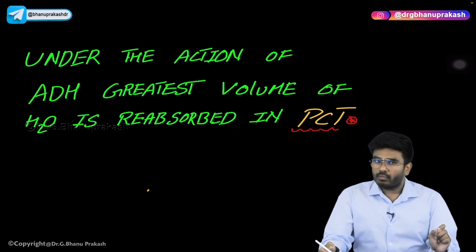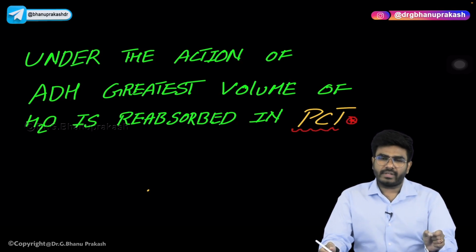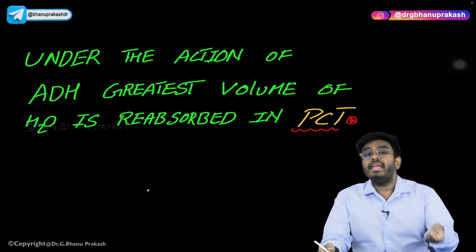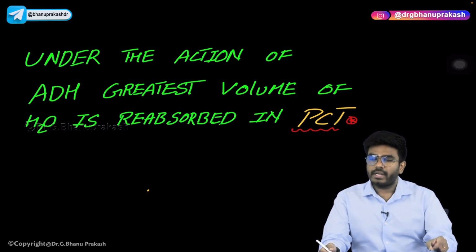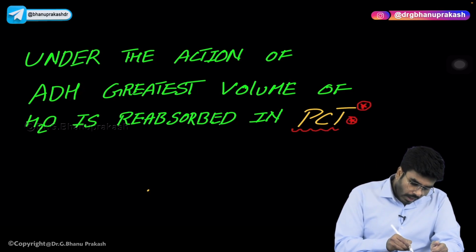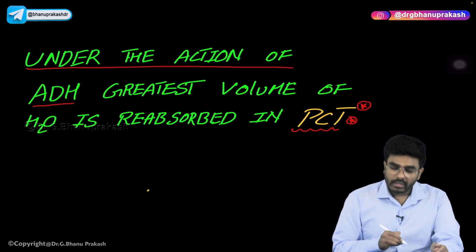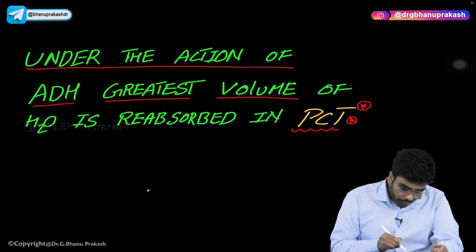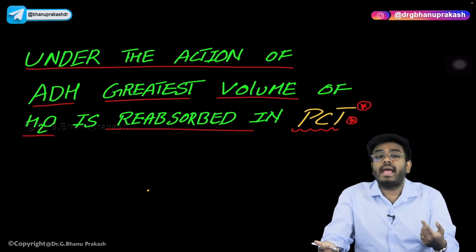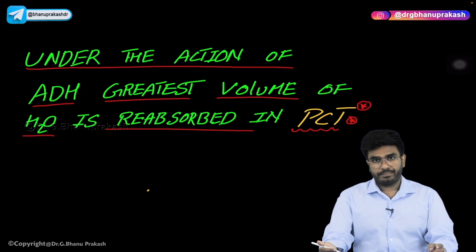Okay, but the question is, antidiuretic hormone acts where? Yes, it acts on collecting ducts, it acts on principal cells, no doubt. But the major action of the antidiuretic hormone is seen on the PCT. So, under the action of antidiuretic hormone, the greatest volume of water is reabsorbed in the PCT. Most of the water reabsorption happens in PCT.